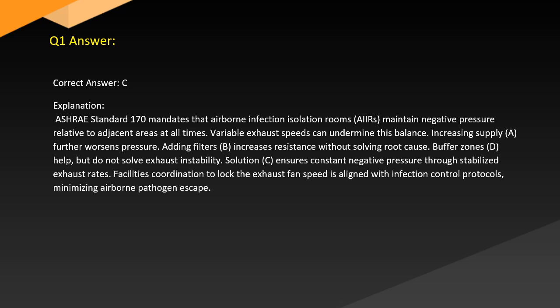Answer. Correct answer: C. Explanation. ASHRAE Standard 170 mandates that airborne infection isolation rooms (AIIRs) maintain negative pressure relative to adjacent areas at all times. Variable exhaust speeds can undermine this balance. Increasing supply (A) further worsens pressure. Adding filters (B) increases resistance without solving the root cause. Buffer zones (D) help but do not solve exhaust instability. Solution C ensures constant negative pressure through stabilized exhaust rates. Facilities coordination to lock the exhaust fan speed is aligned with infection control protocols, minimizing airborne pathogen escape.